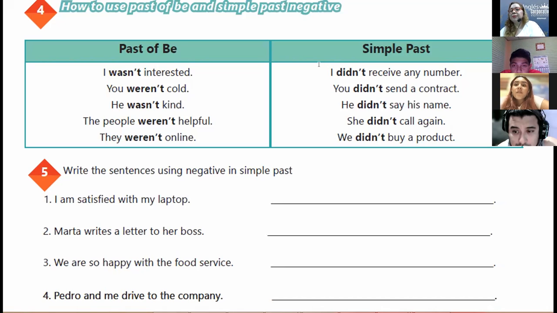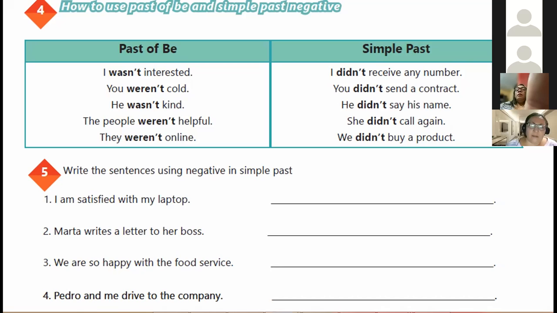I didn't receive any number. Okay, Carla. You didn't send a contract. Okay, Carlos Alberto. I'm sorry, Carlos Alberto. He didn't say his name. Okay, now let's see. Silvio. She didn't call again. Annie. We didn't buy a product. Okay, thank you very much.